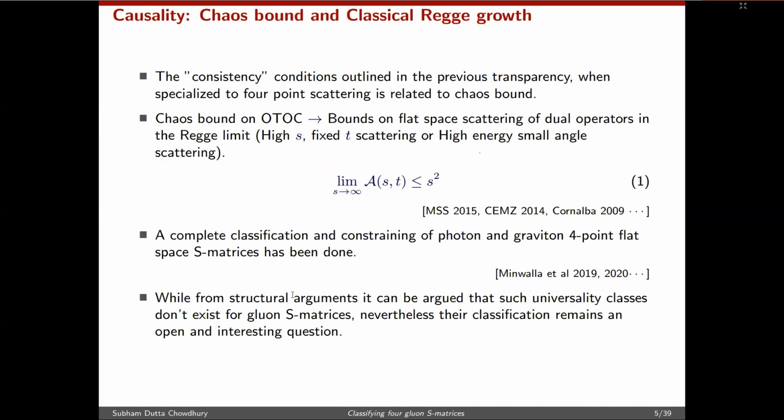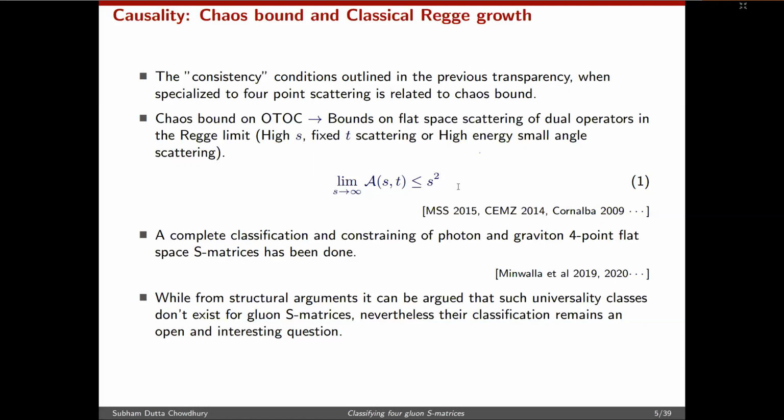Now, this relationship is strictly for a Lagrangian theory. It has been suggested by many people, like Maldacena, Shenker, Stanford, Kundu, Edelstein, Zhiboedov, and Cornalba to some extent. What we proposed is that for a Lagrangian theory, whether it has a Lagrangian CFT dual or not, any flat space scattering amplitude in the Regge limit, which is the large s fixed t limit, is bounded by this growth behavior. It cannot grow faster than s squared. This is still at a conjecture level.